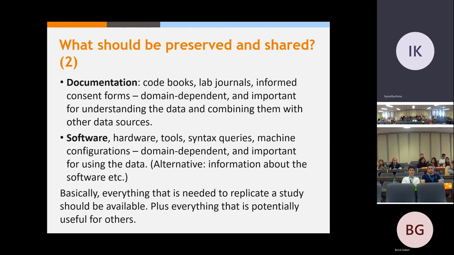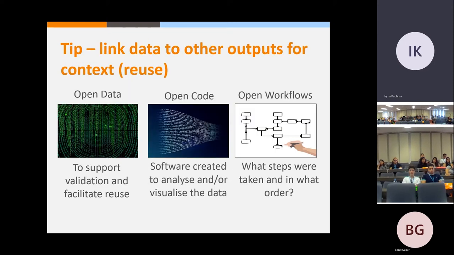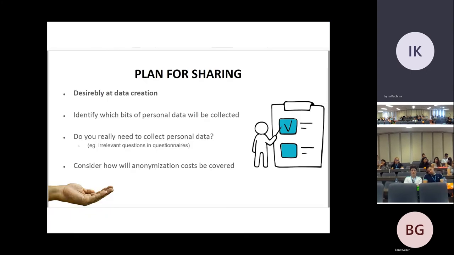So basically the requirement is that it's better to save and share, if possible, everything needed to replicate the results of the study and everything that could be potentially useful. And of course, if we talk about reuse and replication, then it's better if it's open data, open code and software, and well-described open workflows.